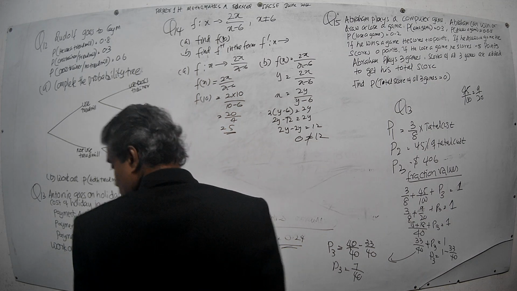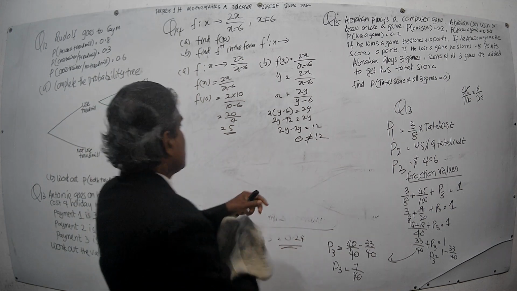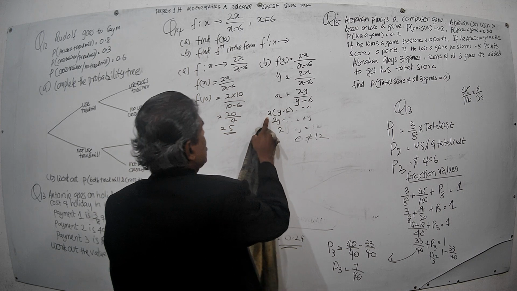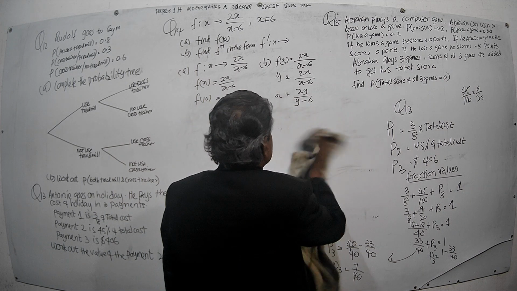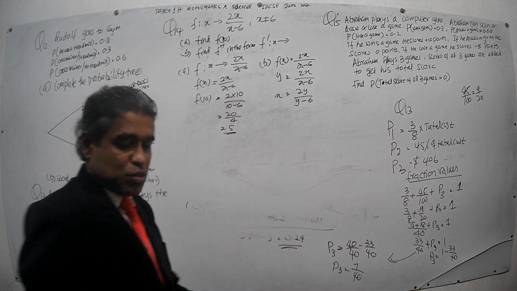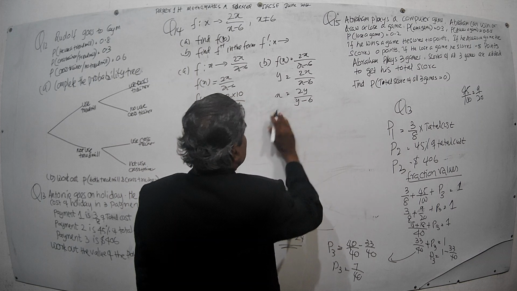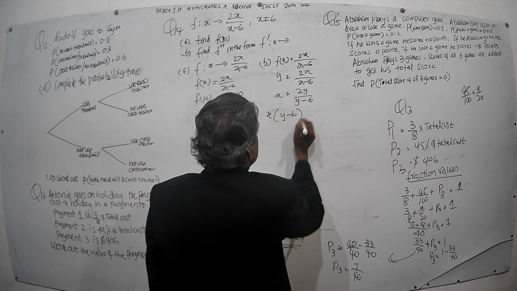I'm sorry. Sorry, I made a mistake. Right. I confused this. This must be x, not 2, right? I'm sorry. I confused myself. Okay. Now take this one. This one is x. Then we are going to make y the subject. Take this to this side. Then x into y minus 6 equals 2y.